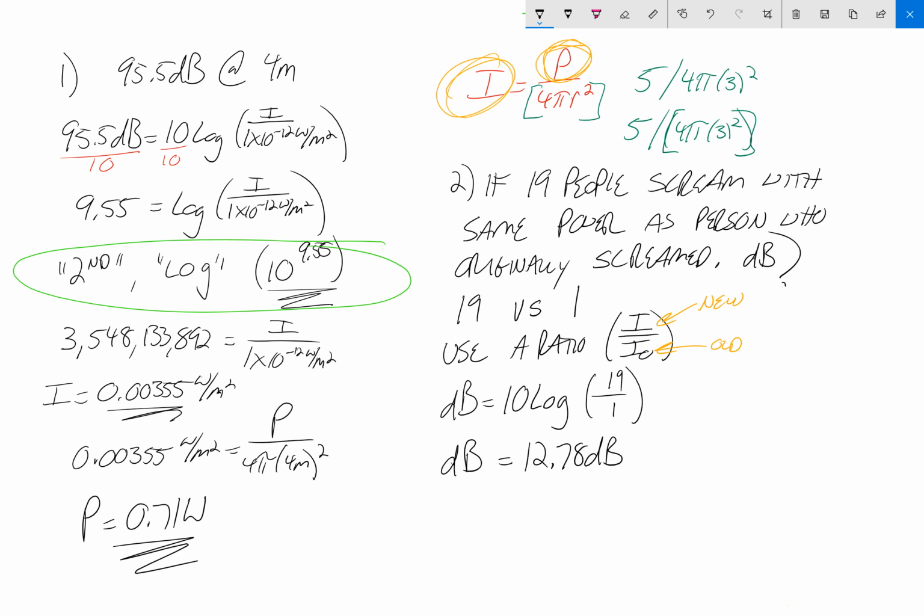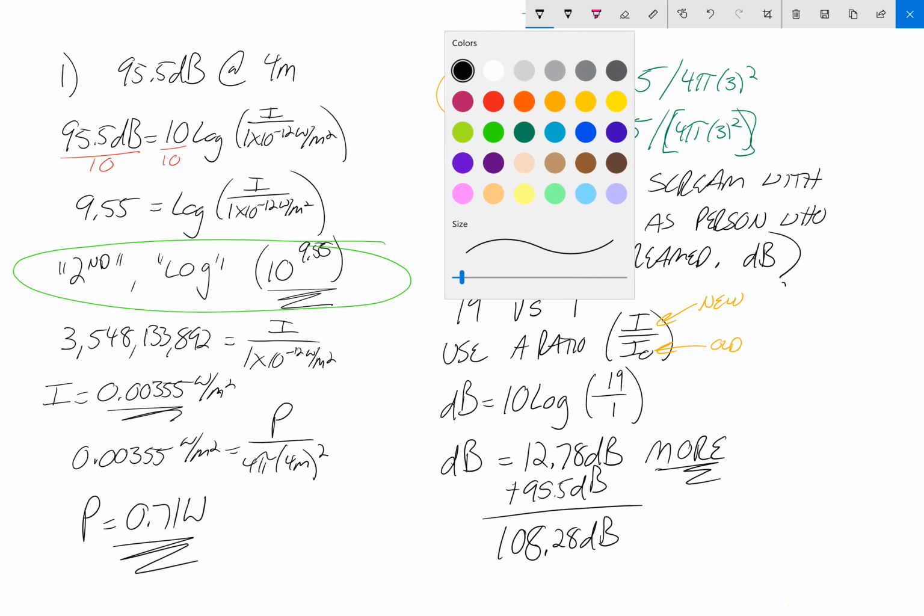That's not the new decibel level. That's how many more decibels you would get with 19 people screaming. So this is 12.78 decibels more. So if we add it to our original of 95.5 decibels, we get a new decibel level of 108.28 decibels. So those are two examples using the new math.